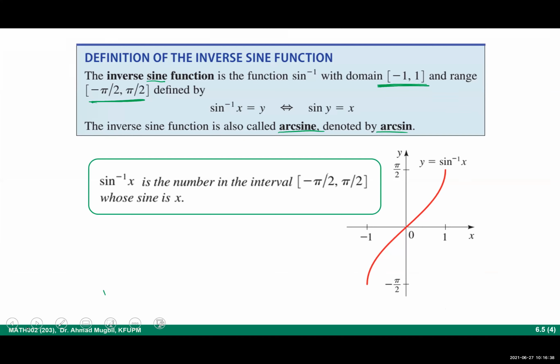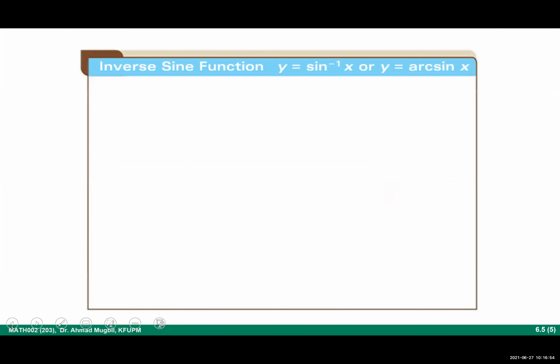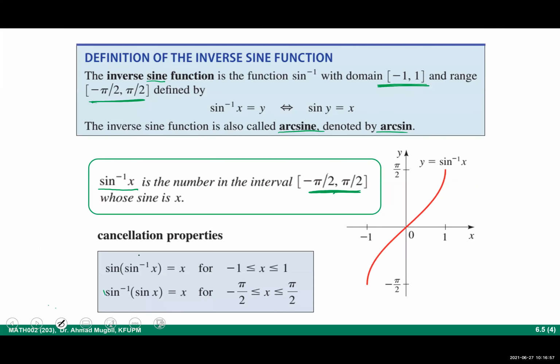Now, what is sine inverse x? When you think about sine inverse x, you are thinking about a number in this interval whose sine is x. Let's take an example about that. But before that, let me mention the cancellation properties. Sine inverse of sine x is x. Of course, this is f inverse of f, if you remember section 2.8, the same. But be careful, this x is not the same as this x.